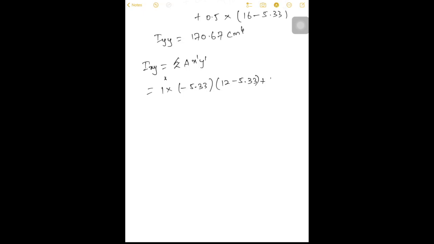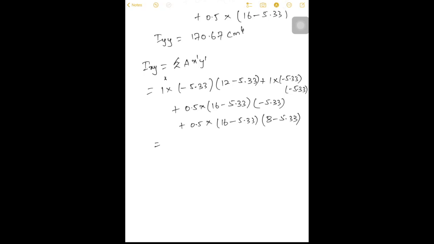plus, for B it is 1 into, B lies in the third quadrant, both the x and y will be negative, it will be minus 5.33 into minus 5.33, plus, for C the area is 0.5 into the distance is 16 minus 5.33 for x, for y it is minus 5.33 as it lies in the fourth quadrant, plus for D 0.5 is the area into, for x it is 16 minus 5.33, for y it is 8 minus 5.33.